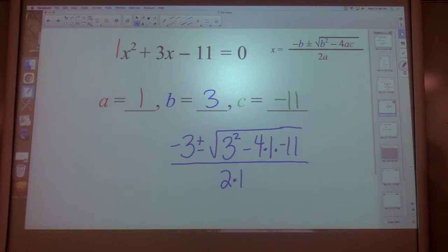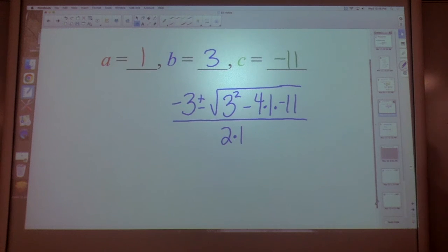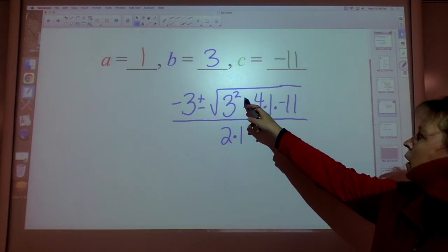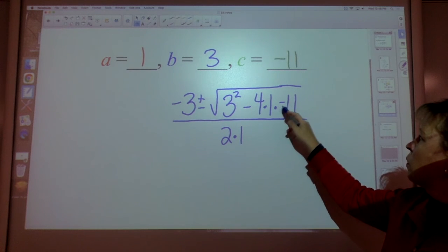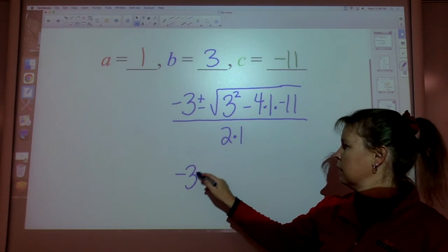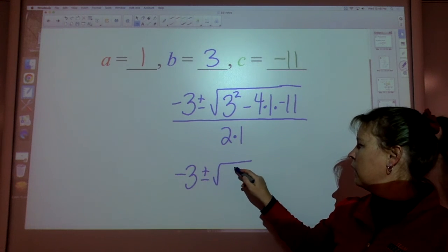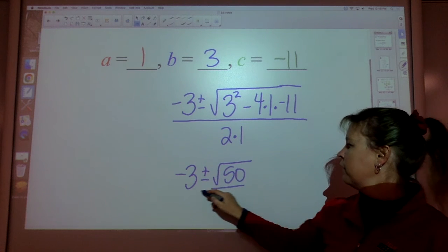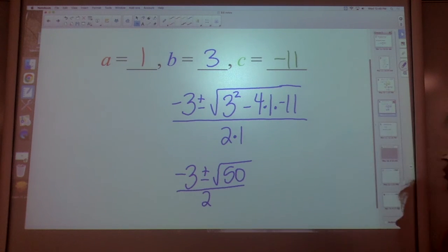Again, you could just put 2 right away, but I'm showing all of my work. Start with just the 3. 3 squared minus 4 times 1 times negative 11. You get 53. Negative 3 plus or minus the square root of 53 over 2. Now, there is a little bit of a problem with that. The problem with that, go ahead and try to square root 53.